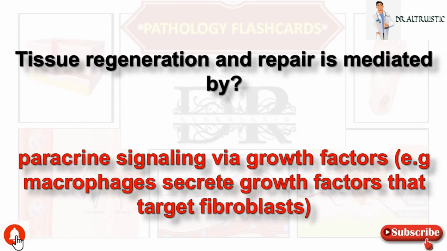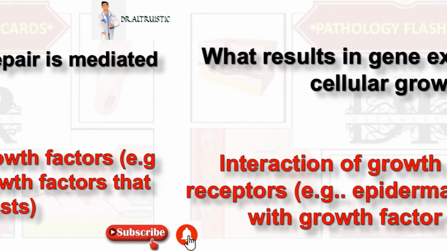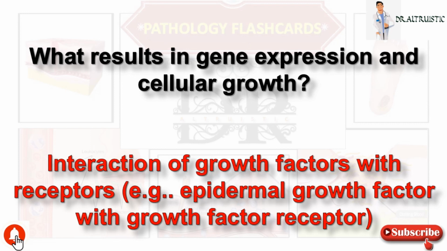Tissue regeneration and repair are mediated by paracrine signaling via growth factors, e.g., macrophages secrete growth factors that target fibroblasts. What results in gene expression and cellular growth? Interaction of growth factors with receptors, e.g., epidermal growth factor with growth factor receptor.